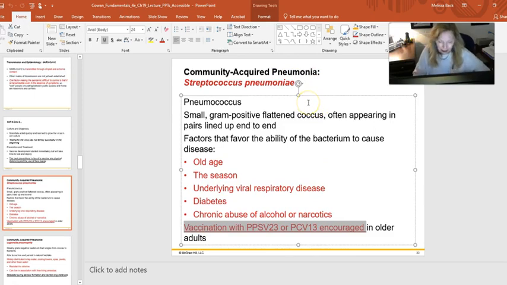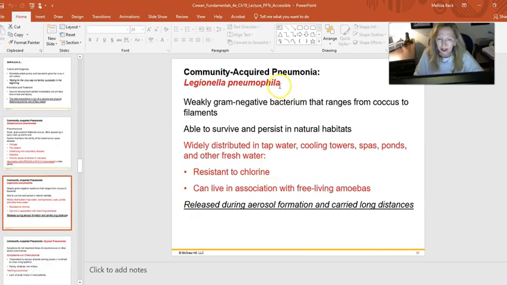But the problem comes in pockets of areas where people don't get immunized or don't have access to proper health care and preventative health care. Some of the factors that we know put people at risk are age, the season, underlying illnesses like diabetes mellitus, and then chronic drug abuse is also going to put someone at risk.